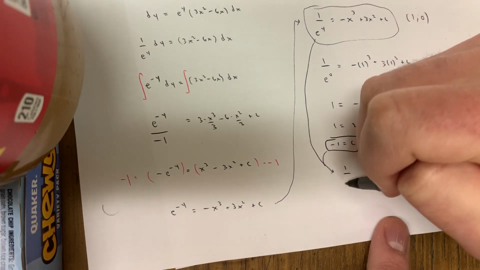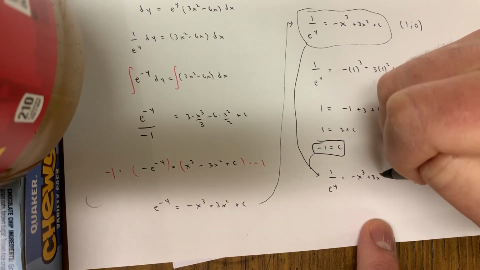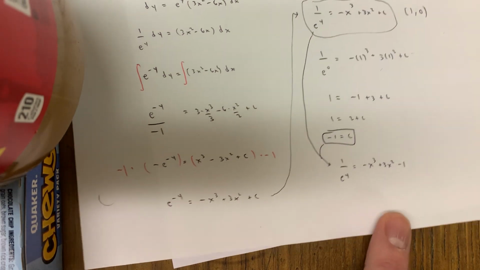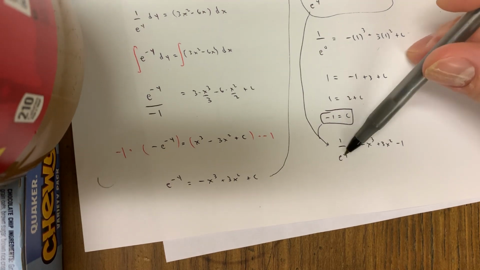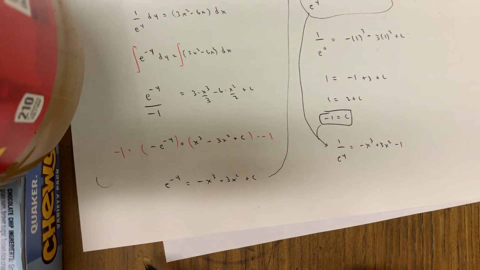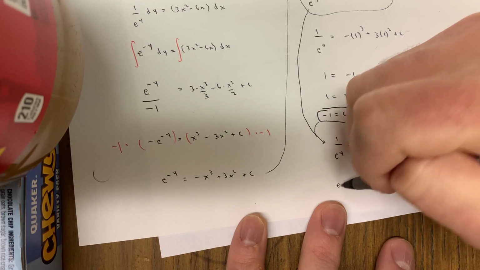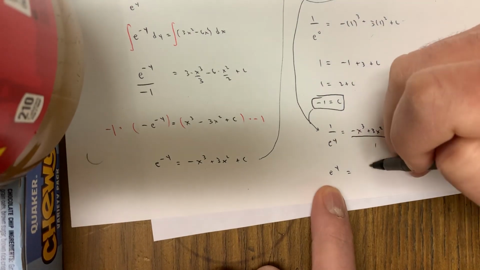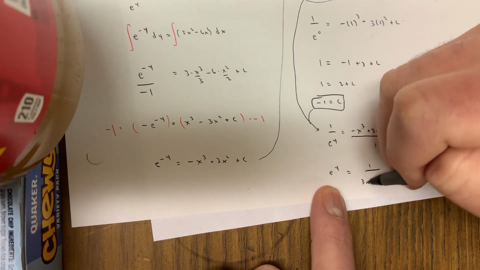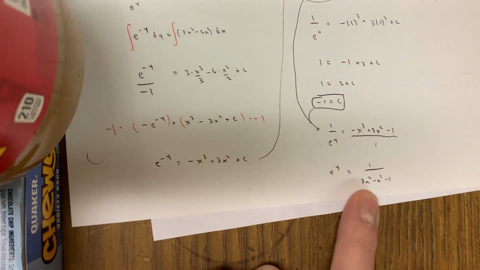So now I get 1 over e to the y is equal to negative x cubed plus 3x squared minus 1. And now I can actually solve for y. There are a bunch of different ways to do it. Right now, it might be silly that I wrote it as 1 over e to the y, because if I left it as e to the negative y, I could ln both sides right away. But here, if you want, you could reciprocate both sides. The reciprocal of 1 over e to the y is e to the y over 1, which is just e to the y, equal to 1 over, I'll write this as 3x squared minus x cubed minus 1, just to make it a little bit prettier.